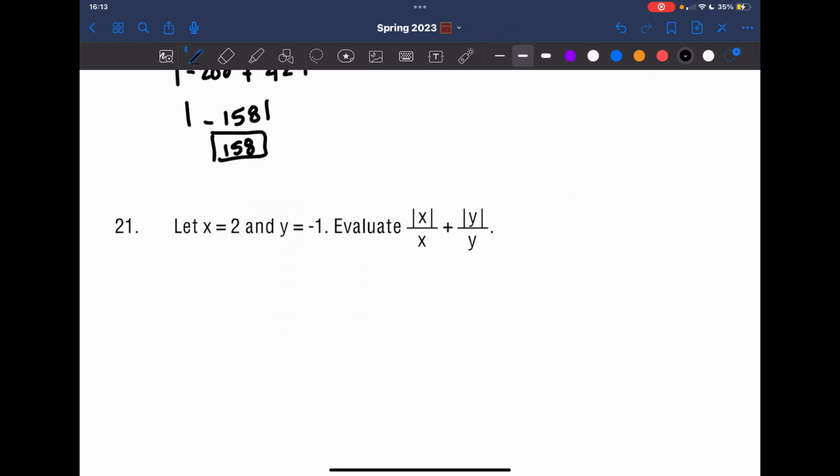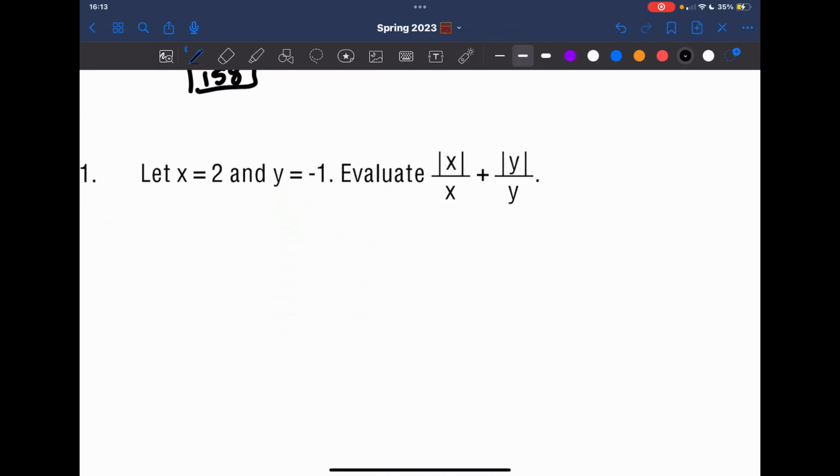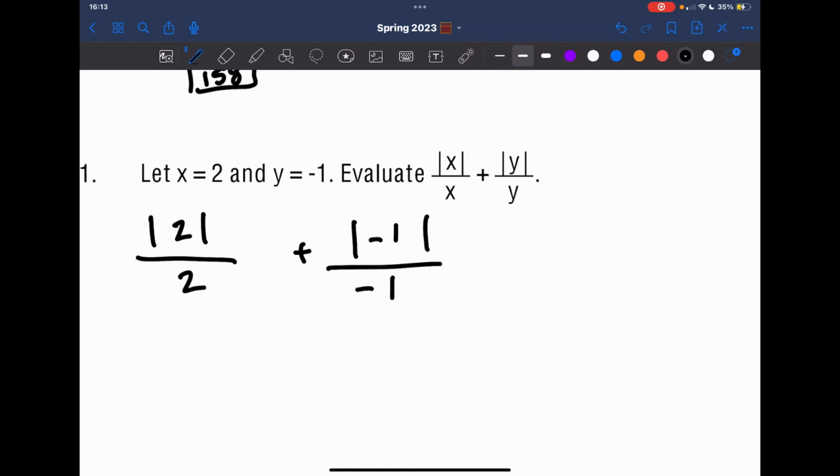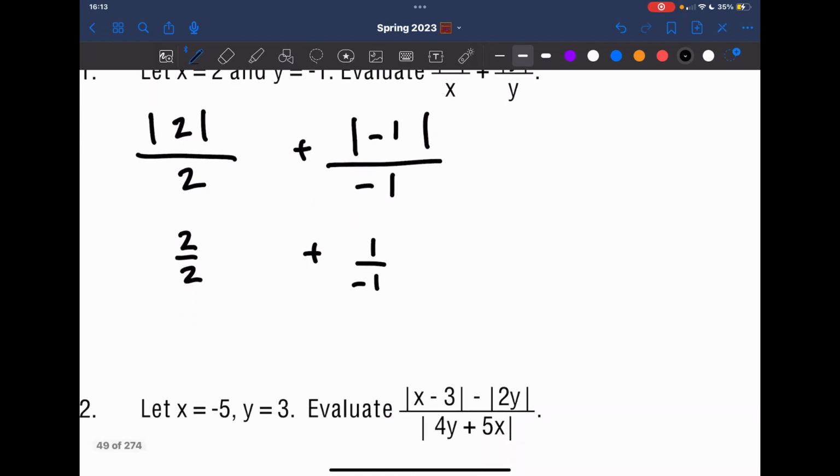So then we have number 21. We're substituting in the absolute value and in the denominator. So 2 over 2 plus negative 1 over negative 1. So this becomes 2 over 2 plus 1 over negative 1. So then I get 1 plus negative 1. 1 minus 1 equals 0.